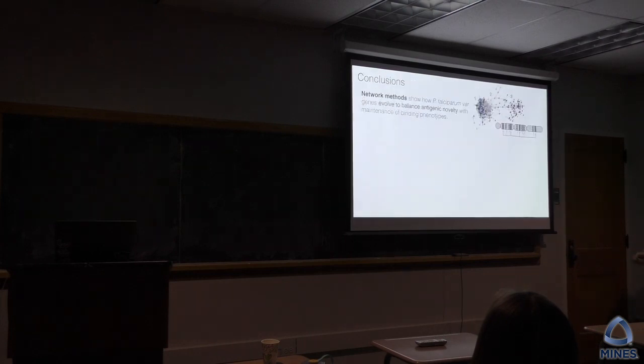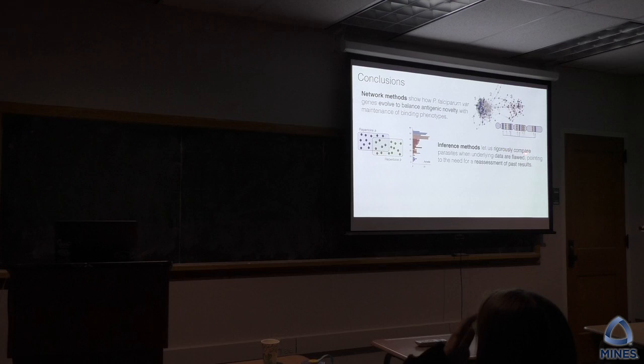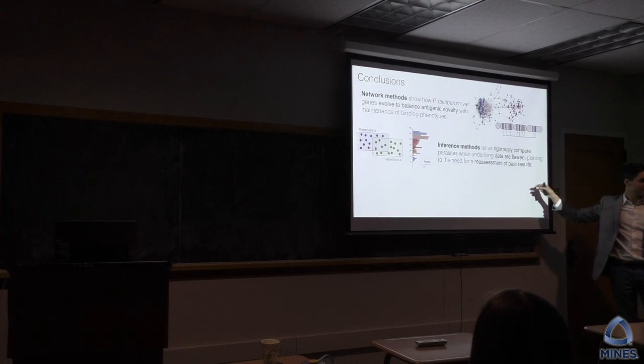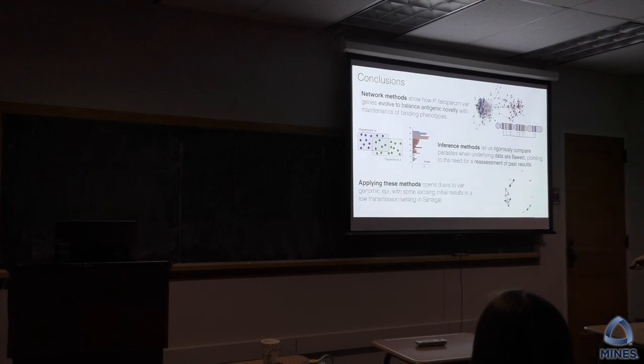Cool. Skip that. So in conclusion, what I talked about today is that we can write down these nice network methods to show how Plasmodium falciparum var genes evolved to balance antigenic novelty with maintenance of binding phenotypes. In other words, you want as much variability as possible, but not so much that it breaks your protein. Talked a little bit about inference methods that let us rigorously compare parasites when the underlying data are really flawed, pointing to a need, I think, for a reassessment of past results now that we have better methods.